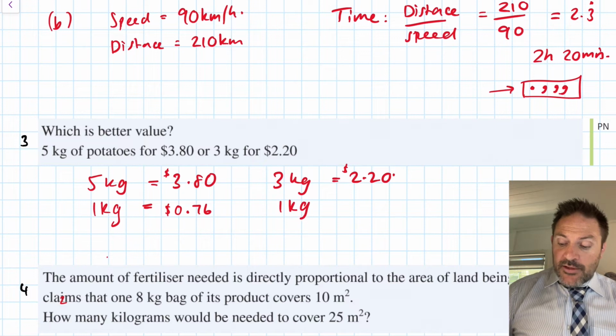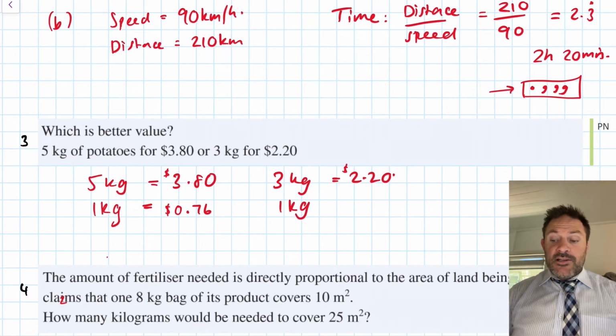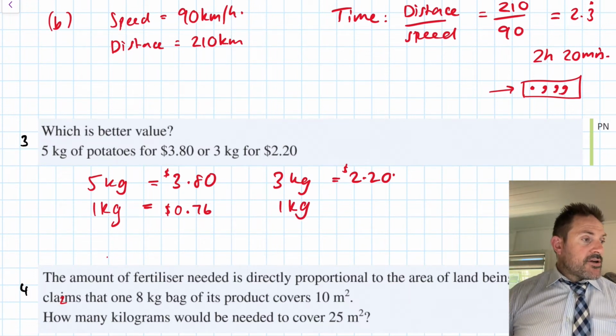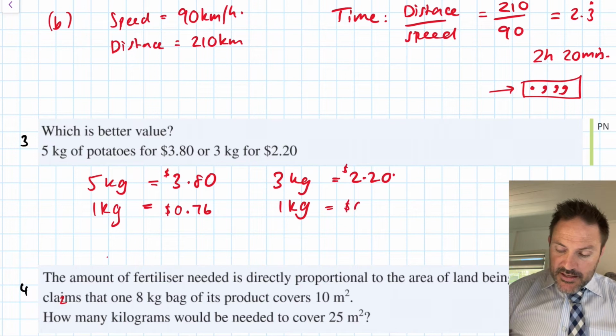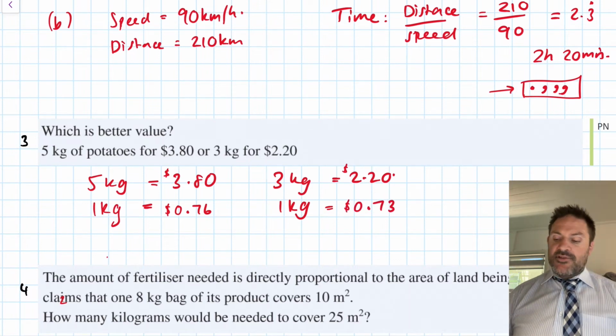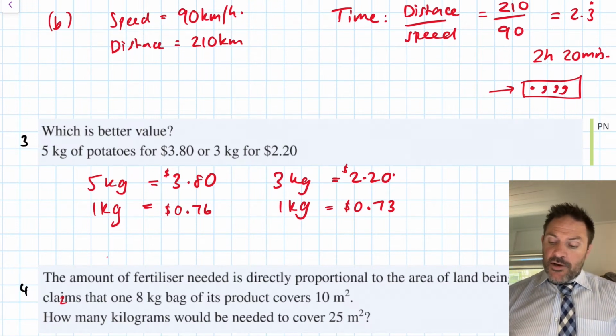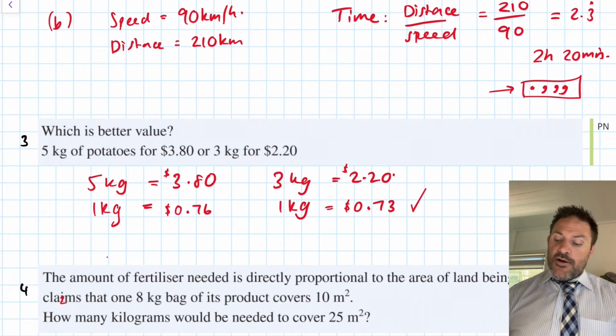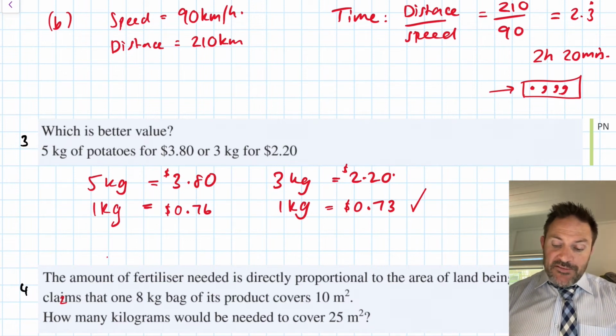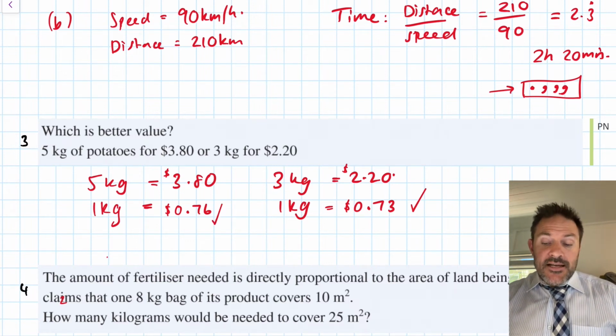Okay, I'm going to do the same thing on the right hand side. I'm going to divide both sides by 3. So 2.2, I'm going to divide that by 3. We get 0.73 recurring. Okay, I'm just going to put 73 cents there. And so I can see that a kilo costs me 73 cents on the right-hand side, but it costs me 76 cents on the left-hand side.